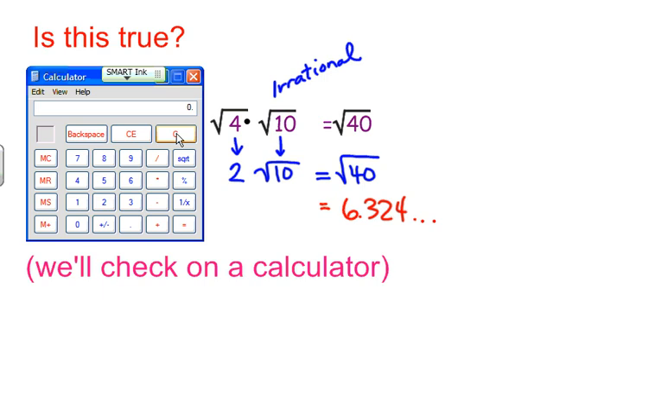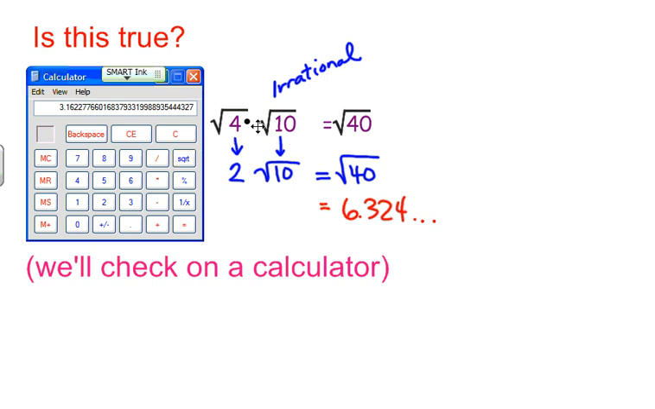I'm going to begin by doing the square root of 10. The square root of 10 looks like this. It's an irrational number, just like I thought it would be. It's going on forever. It's not repeating.